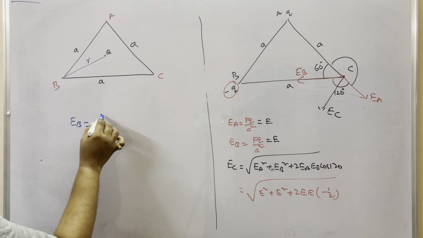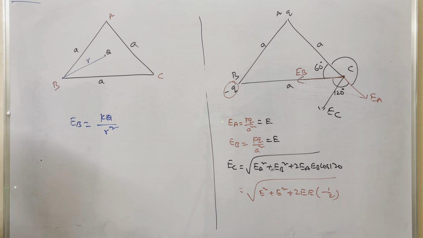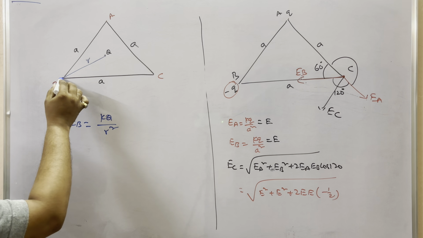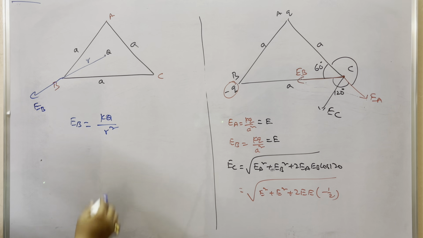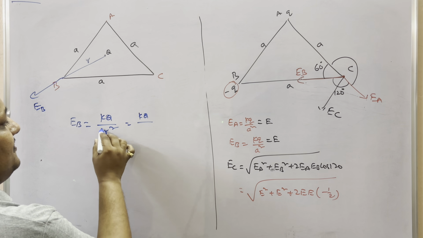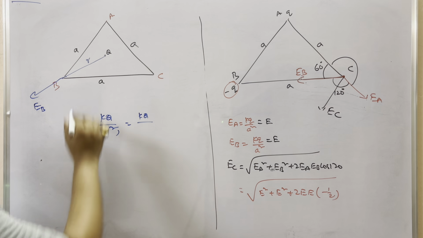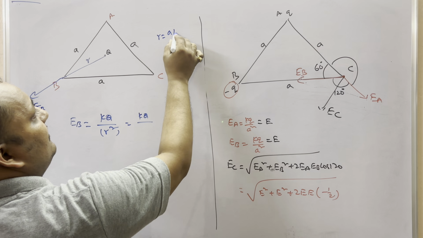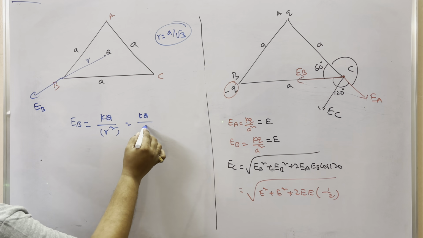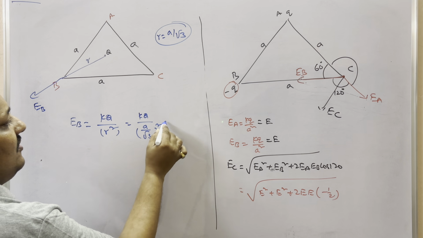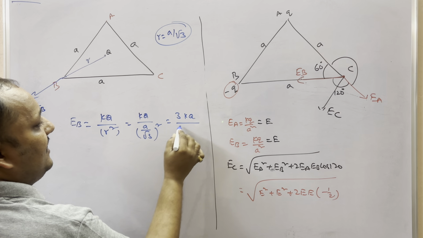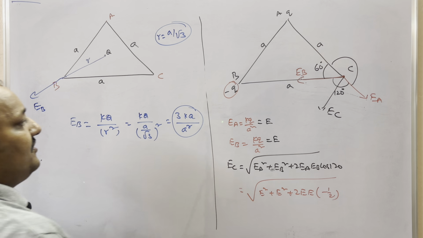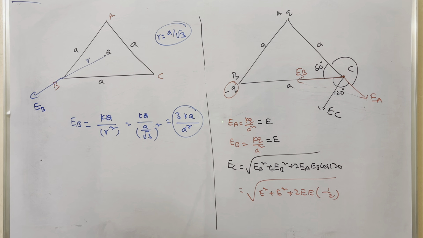So E is equal to KQ by r square. This is the formula. What is its direction? Since it is a positive charge, the electric field intensity will be away. So KQ by r square. What is small r here? Distance from center to corner in case of an equilateral triangle. Already in previous videos we discussed: r is equal to a by root 3. Substitute, so a by root 3 whole square. So 3 KQ by a square, 3 is going to the numerator. Correct? 3 KQ by a square.